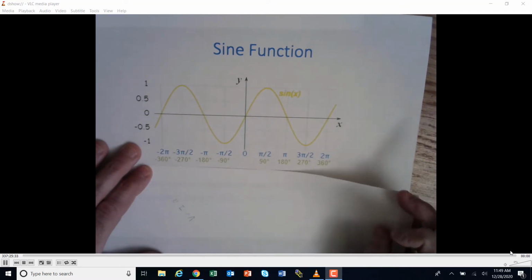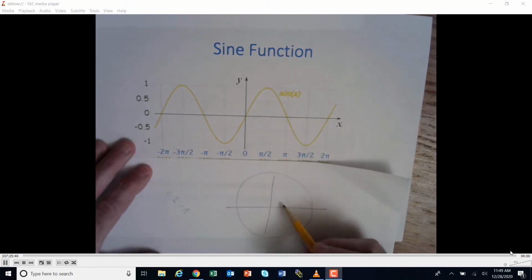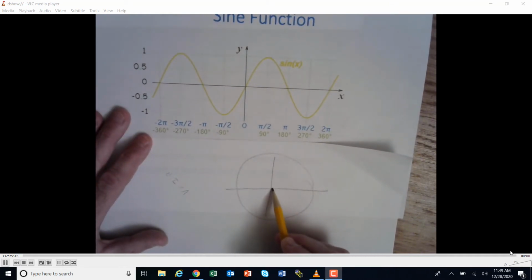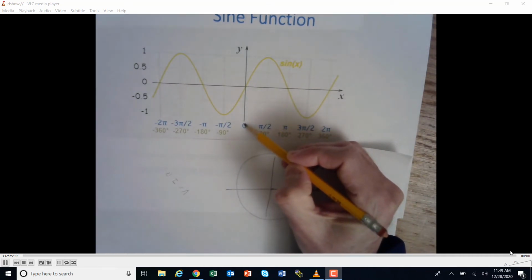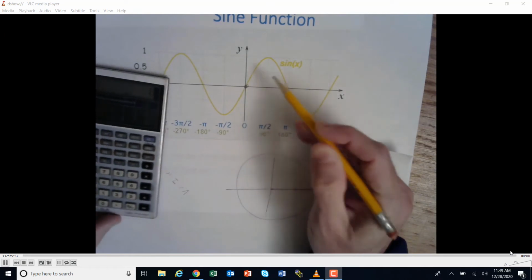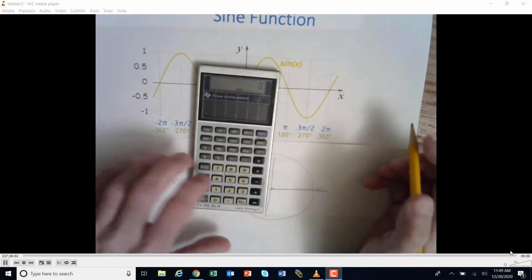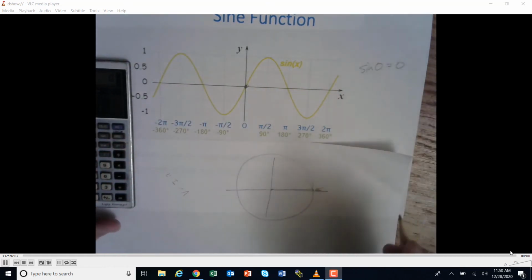But if we're looking at degrees and we're looking at sine, and we had a circle right here, as my degrees start at 0 right here, that was my triangle. We said that this side right here was going to be very small. We actually said it was going to be 0, and let's take a look. If I put in 0 here and hit sine, I get 0. Okay, so sine of 0 equals 0.